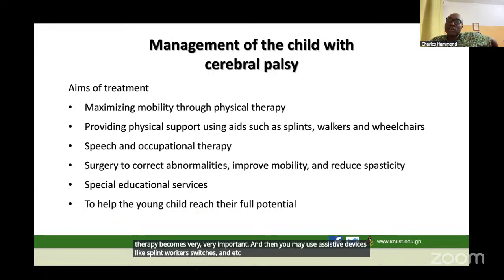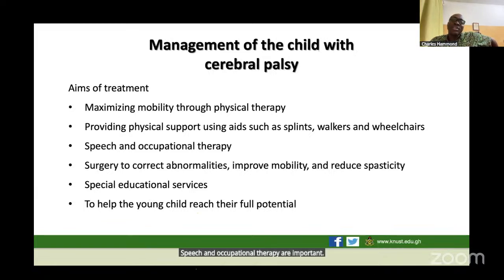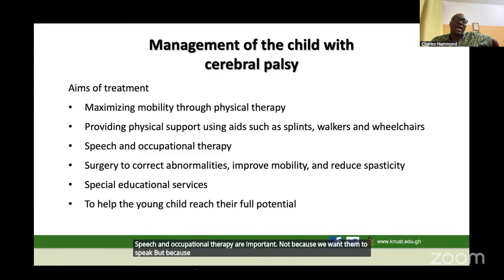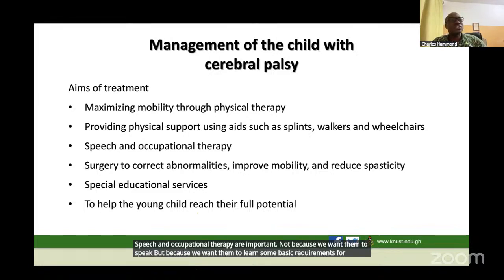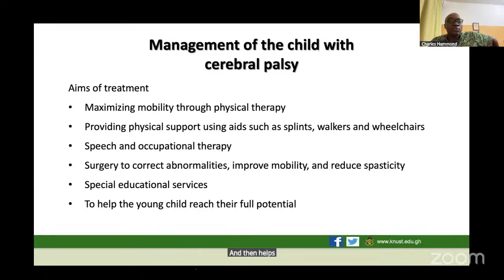Speech and occupational therapy are important, not because we want them to speak, but because we want them to learn some basic requirements for daily living. Speech therapy is fine for speaking, but that is not the primary duty of speech therapy. Speech therapy actually looks at the safety of swallowing and then helps us to feed them properly to avoid all the problems with swallowing. And then it also helps with communication.